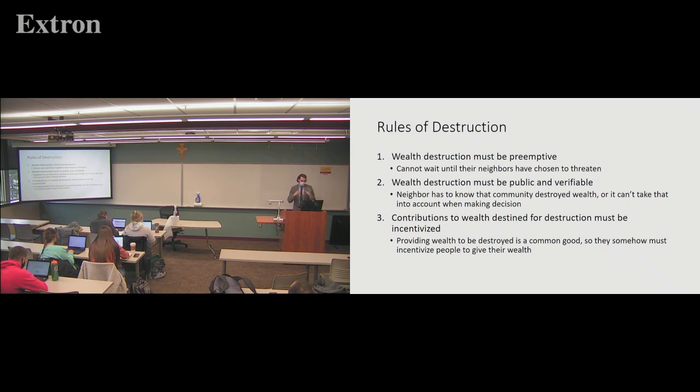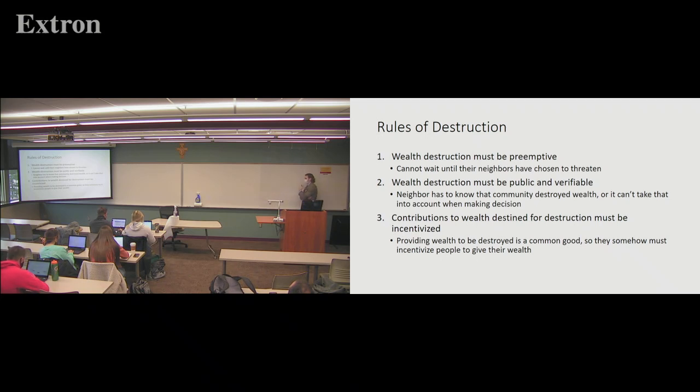Once the wealth is provided and destroyed, there's zero marginal cost of protecting more of the people in the community. So in theory, if one person gives a bunch of wealth to be destroyed, no one else has any incentive to provide any more because they're now already protected. And you can't limit the protection to just the people that have given the money. So again, basically a public good.